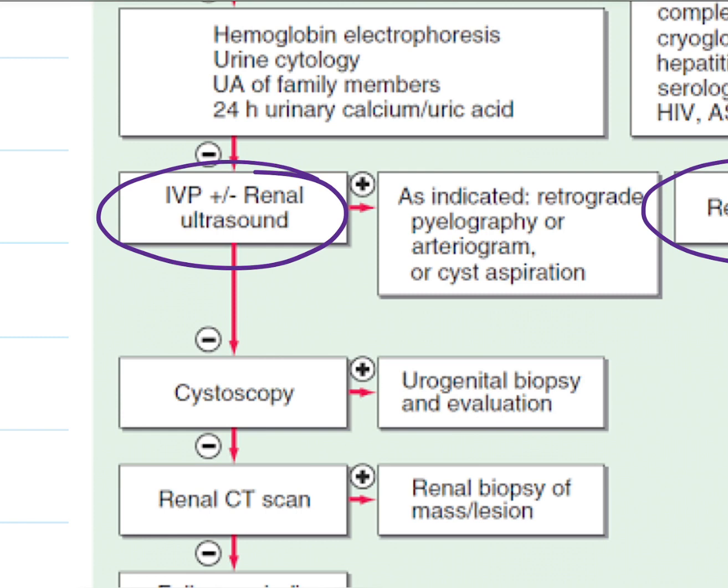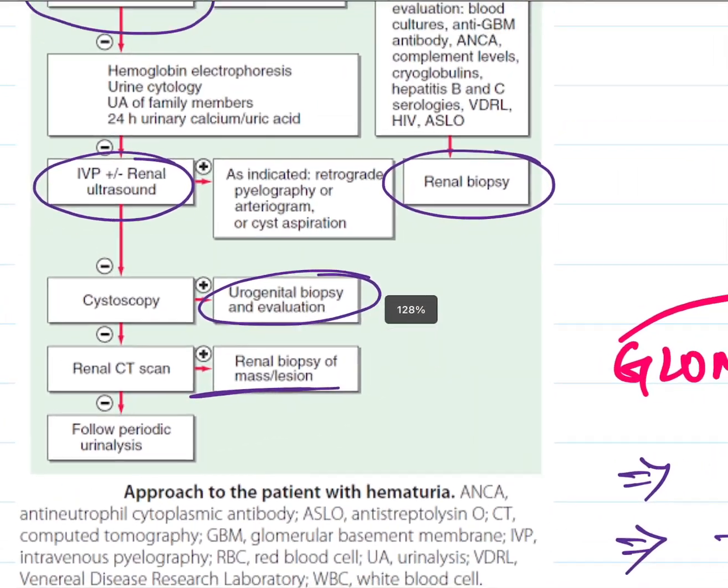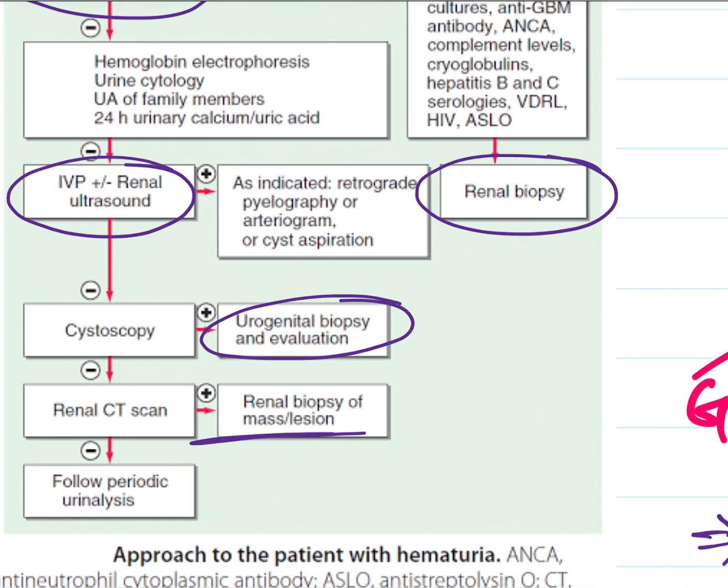But if even that is negative, then you have to look for CA bladder, which is very common in old age people and adults. So if an old person presents with gross painless hematuria, you have to suspect CA bladder. If something comes out in cystoscopy, you go for biopsy and evaluation of that. And if even cystoscopy is normal, then you do a renal CT scan to show any masses, and do a renal biopsy of the mass or lesion, whatever you find. Now, if even after all these tests you find nothing significant, then you follow up with periodic urine analysis. Thank you.